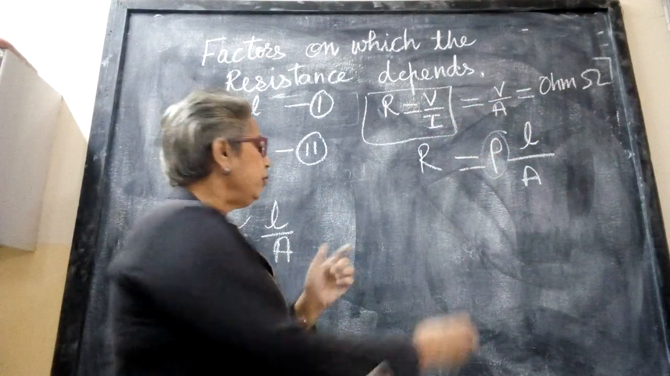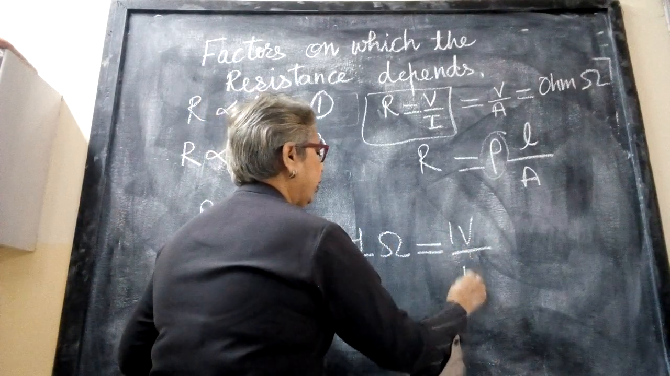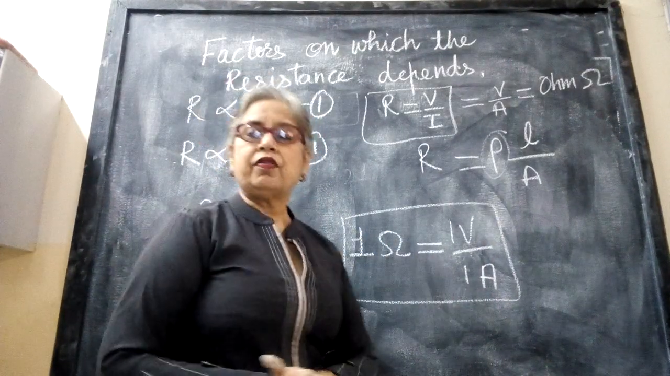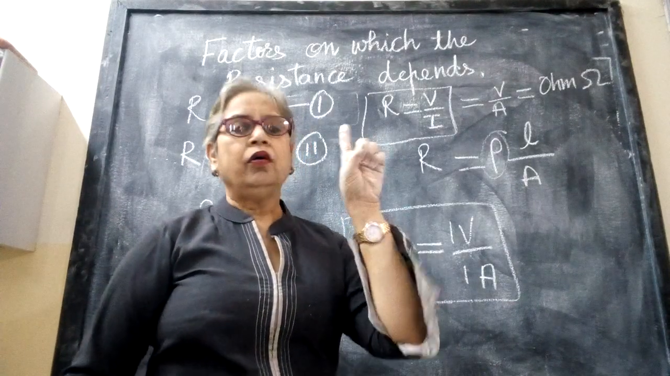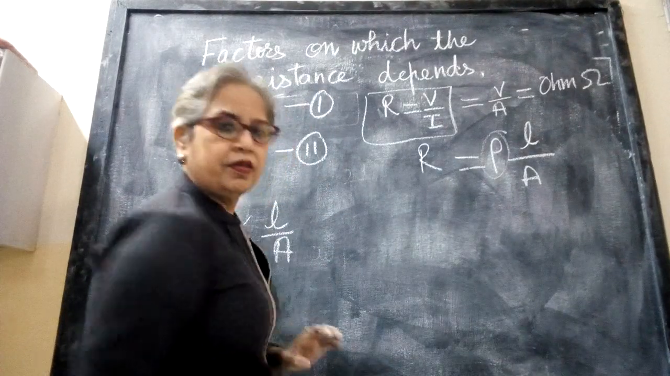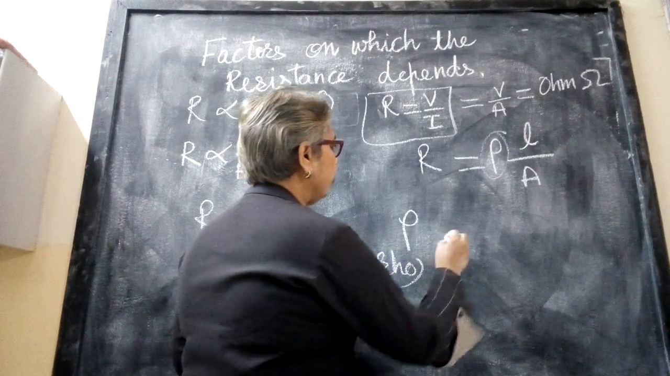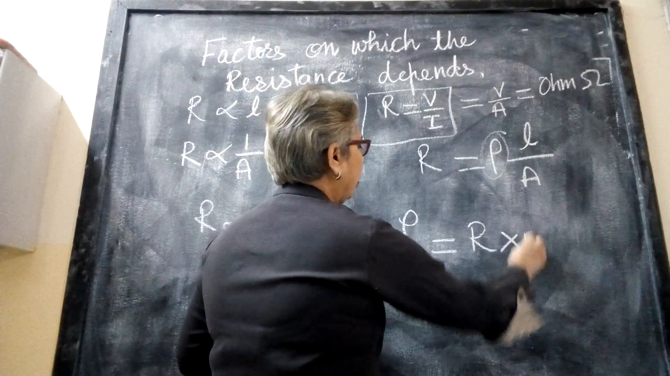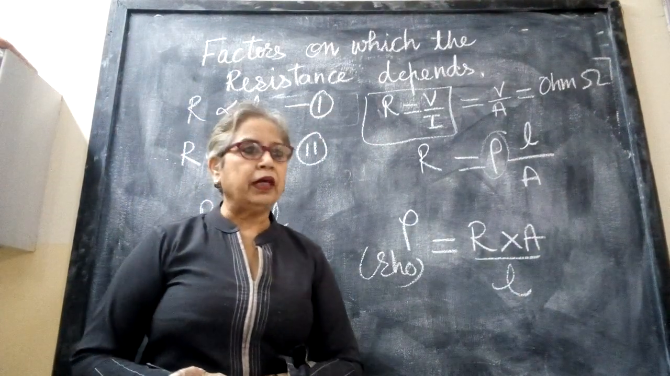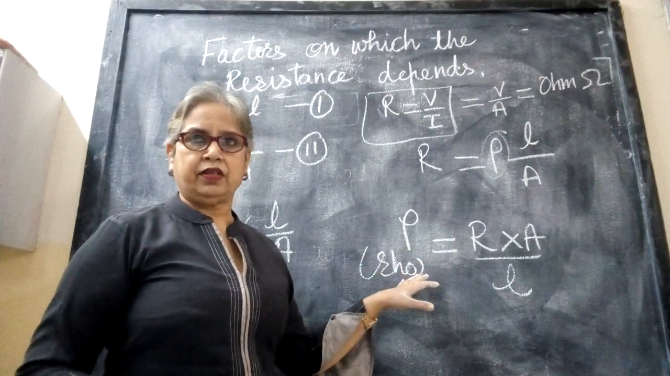Okay, now how to define 1 ohm? So the resistance will be 1 ohm if the potential difference is 1 volt and the current through the circuit is 1 ampere. We say that the resistance is 1 ohm. I think this is clear. Now I move to the topic of resistivity. So rho, it is pronounced as rho. Rho is equal to R into A upon L. Okay, this is the mathematical formula for finding the specific resistance or the resistivity.